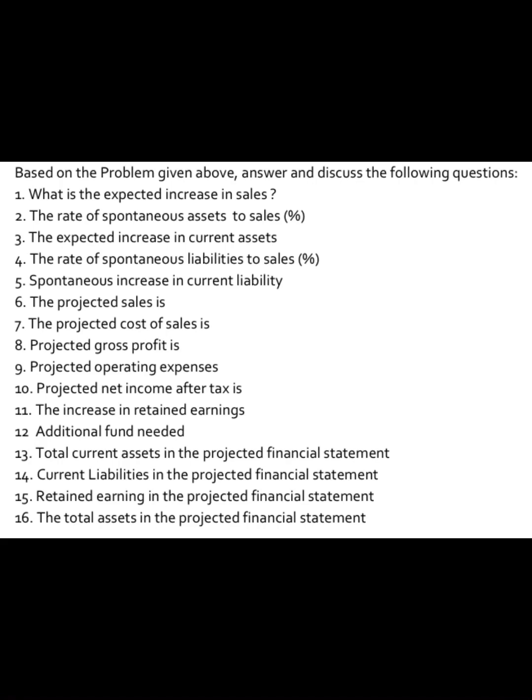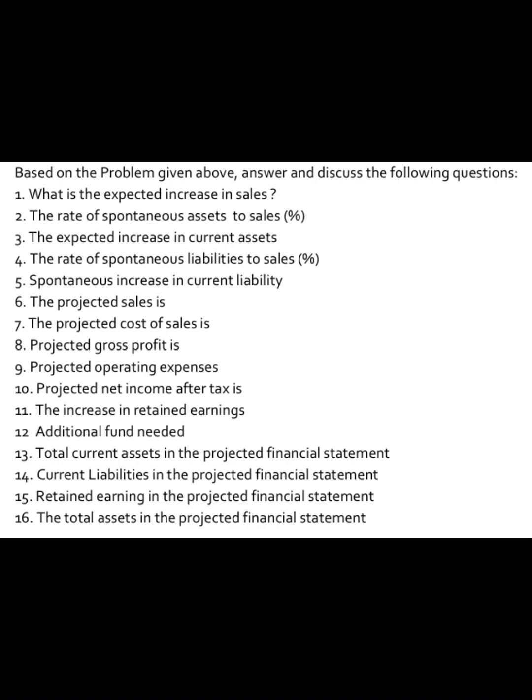Number 3 is, what is the expected increase in current assets? The additional information indicated that there's a 15% increase in sales next year, so we need to multiply the percentage by the current assets, which is 5,100,000, to get the answer 756,000. Number 4, what is the rate of spontaneous liability to sales? We just need to divide the current liabilities, which is 2,125,000, by the sales of 8,500,000, which is equal to 0.25, multiplied by 100. So the answer is 25%.